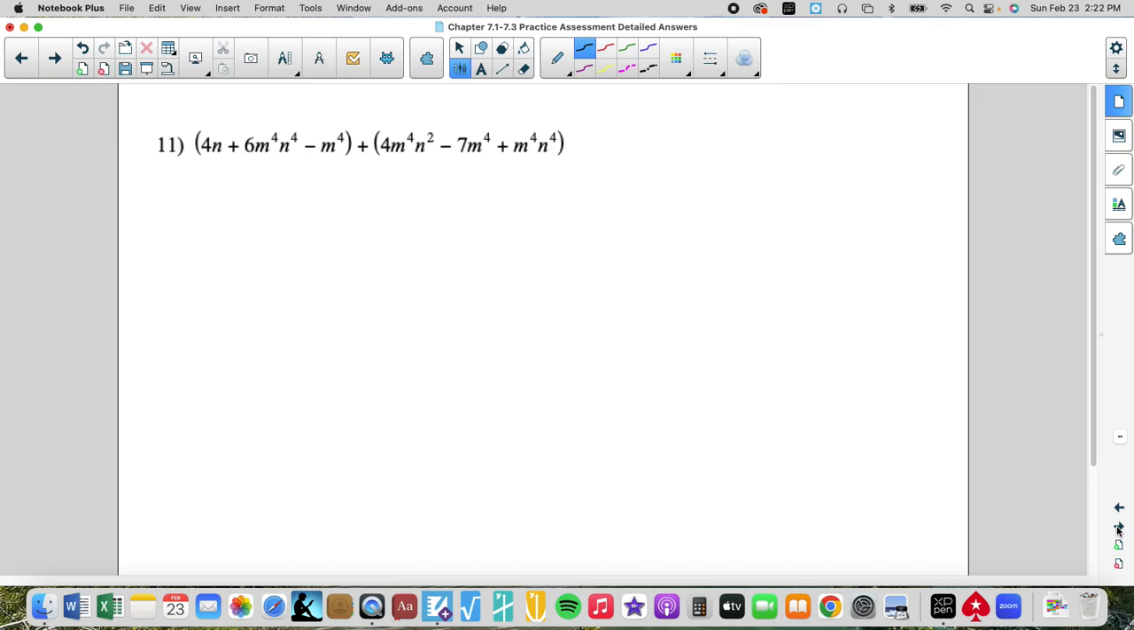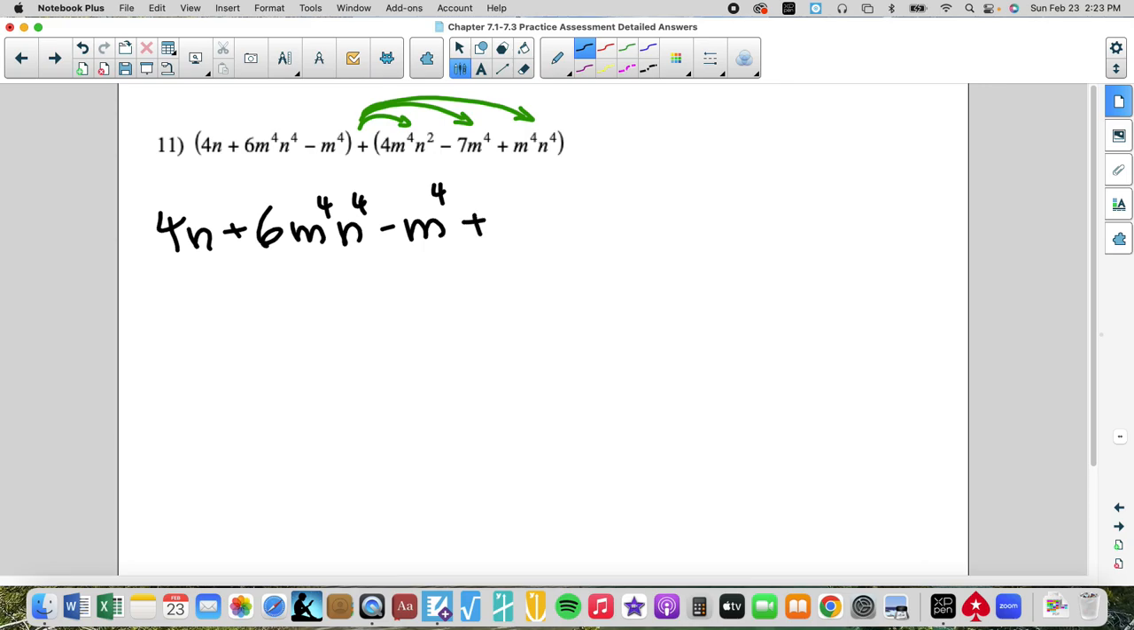All right, trinomial plus a trinomial. So we're adding two groups of trinomials. 4n plus, oh, and we have double variables. Hello. M to the fourth, n to the fourth minus m to the fourth. Got to keep track of all this. Plus 4m to the fourth n squared minus 7m to the fourth plus m to the fourth n to the fourth. We're looking for like terms.